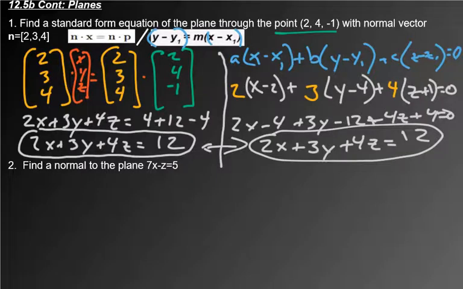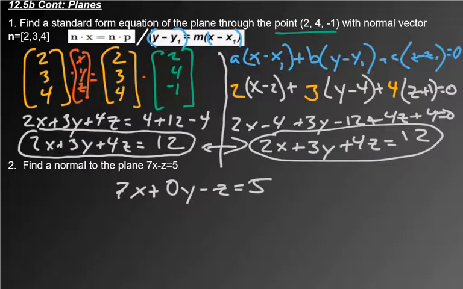And this leads to a shortcut that we can use. So if I have a plane equation, 7x minus z, I'm going to write a plus there, just to stress that there's no y in there. So this is a plane.